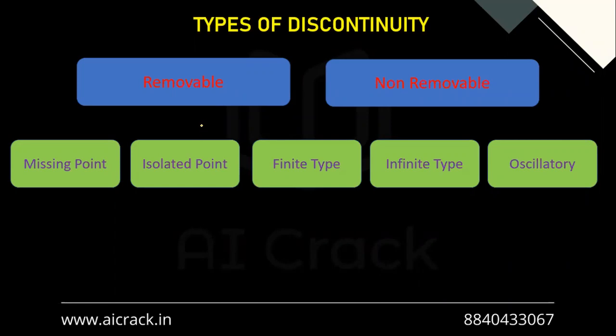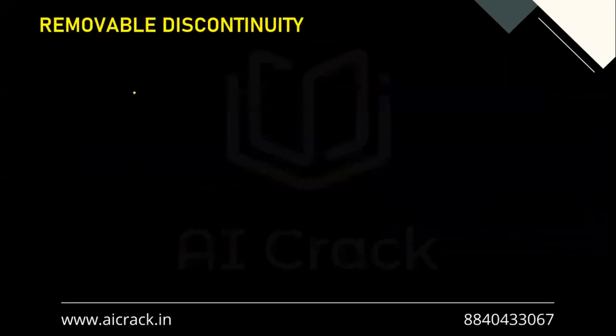So we have two further divisions of the removable type of discontinuity. The first one is missing point and the second one is isolated point. Let's take a few examples. Let's talk about a missing point first.